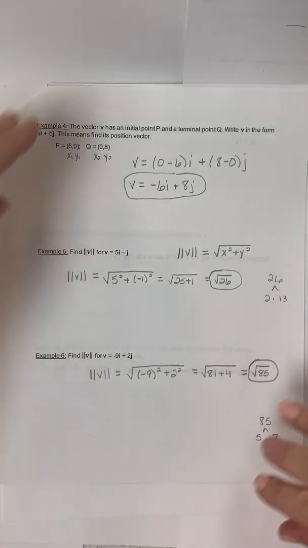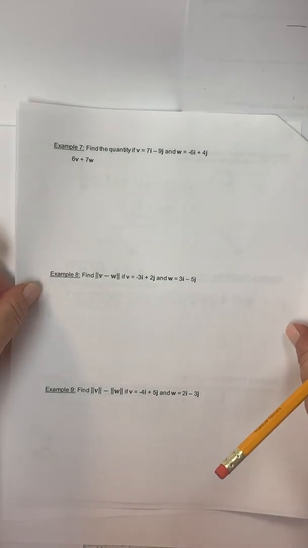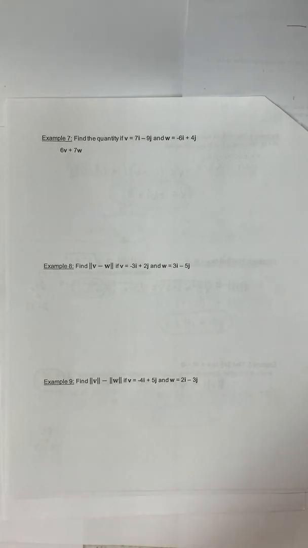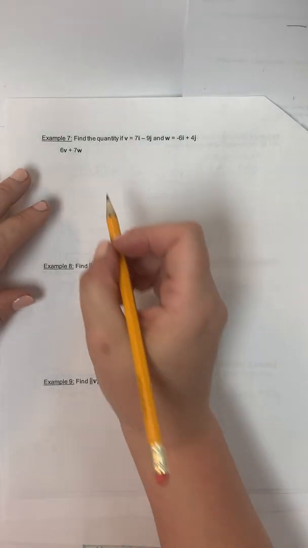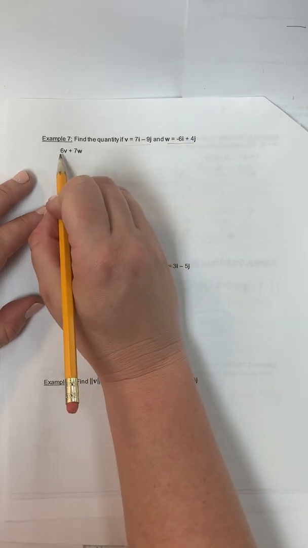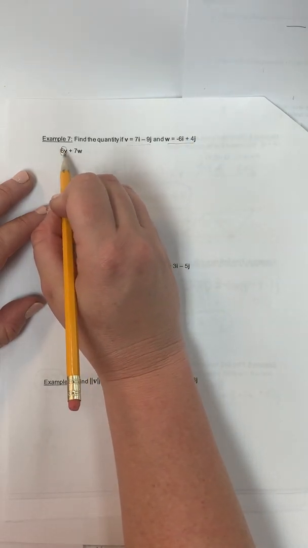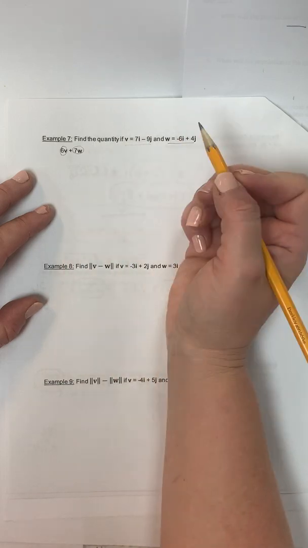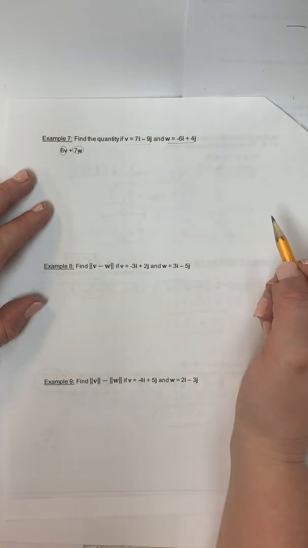Okay, that brings us to example 7. Now let's talk about some scalars for a little bit. All right, so here we have vector v and we have vector w. We want 6 times v, 7 times w, and then we want to add them together.